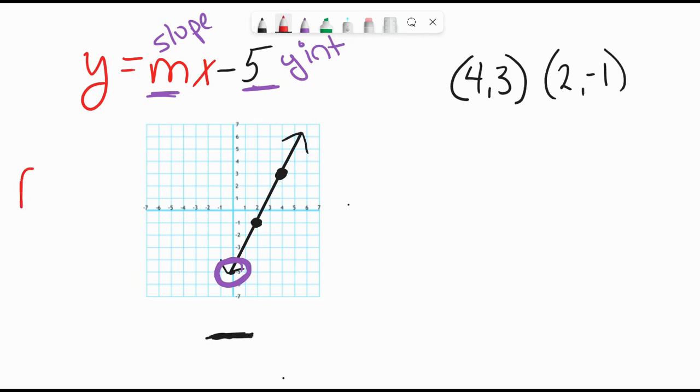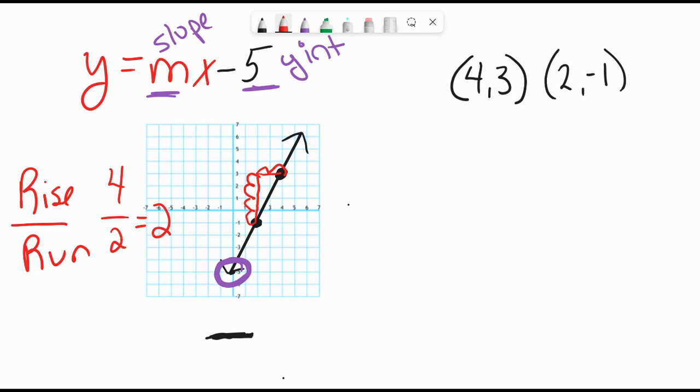So to find the slope, I want to find rise over run. I'm going to take 2 points, and I'm going to just make my right triangle. And if you notice, I'm going 1, 2, 3, 4 is my rise, and my run is 1, 2. And if I simplify, that's 2. And so over here, instead of writing m, I'm going to plug in 2. And that's the equation of the line. Now that's how I would get it from a graph.